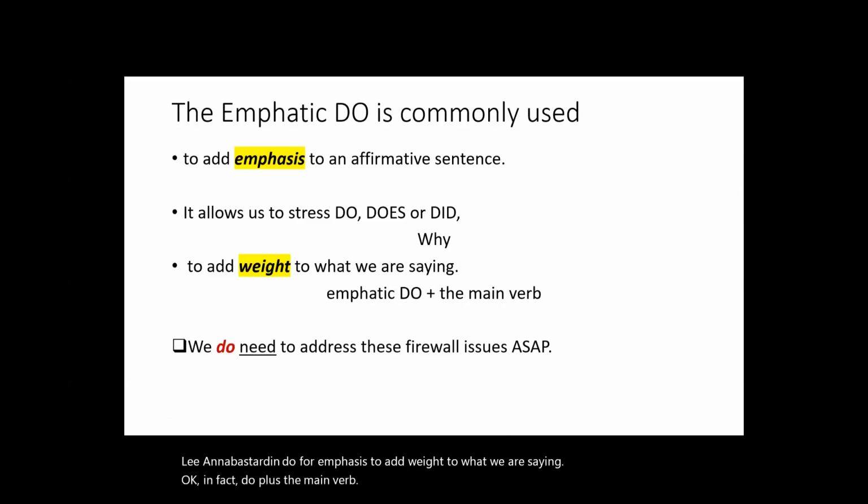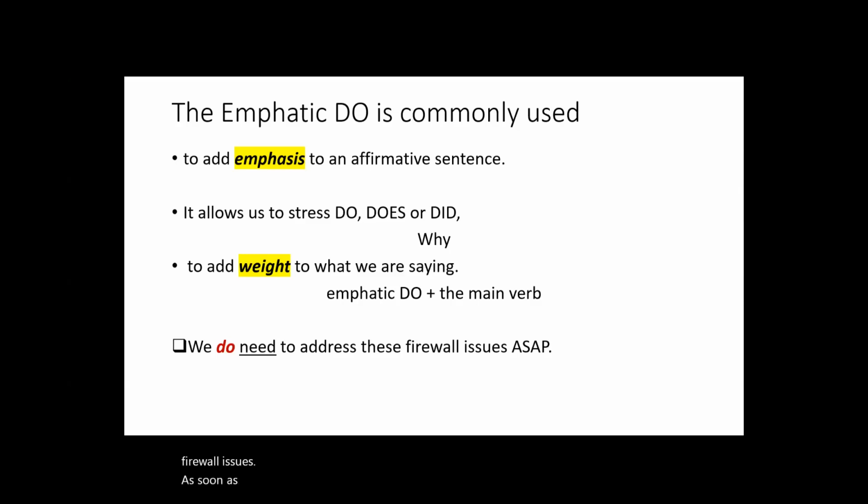We do need to address these firewall issues ASAP, as soon as possible. Okay, where is the verb here? Underline the word need. What is the verb? Need. ايه بقى الدو اللي احنا زودناها قبل الverb دي؟ هي دي اللي انا بكلمكم عليها اللي اسمها emphatic do عشان تأكد ان we need to address these firewall issues as soon as possible.